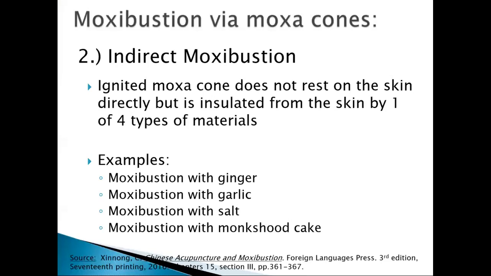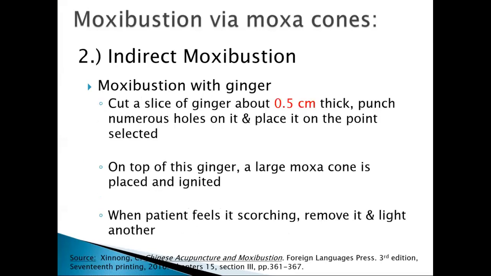Next up, we have indirect moxa. Indirect moxa is an ignited moxa cone that does not rest on the skin directly, but is insulated from the skin by one of four types of materials: ginger, garlic, salt, or monkshood cake. So, moxibustion with ginger. You slice a ginger roughly 0.5 centimeters thick, punch numerous holes in it, and place it on the selected point. On top of this ginger, a large moxa cone is placed and ignited. When the patient feels it scorching, remove it and light another.